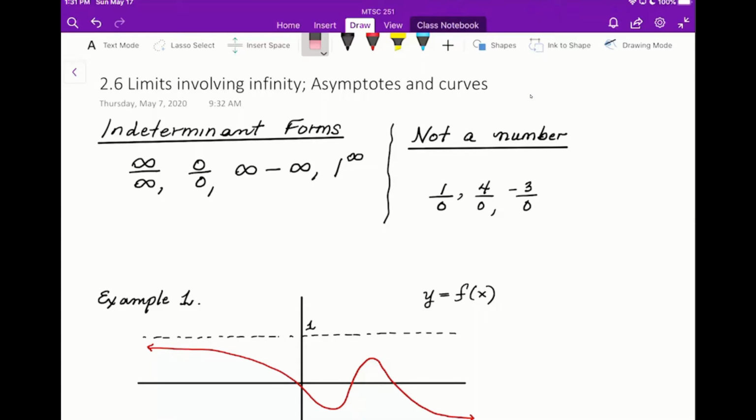In this section, we're looking at limits involving infinity, asymptotes, and curves. So let's first look at what our indeterminate forms are. Those are numbers that don't actually have a value. So infinity over infinity, 0 over 0, infinity minus infinity, or 1 to the infinity power. If we have anything that looks like that, we have to work a little bit harder.